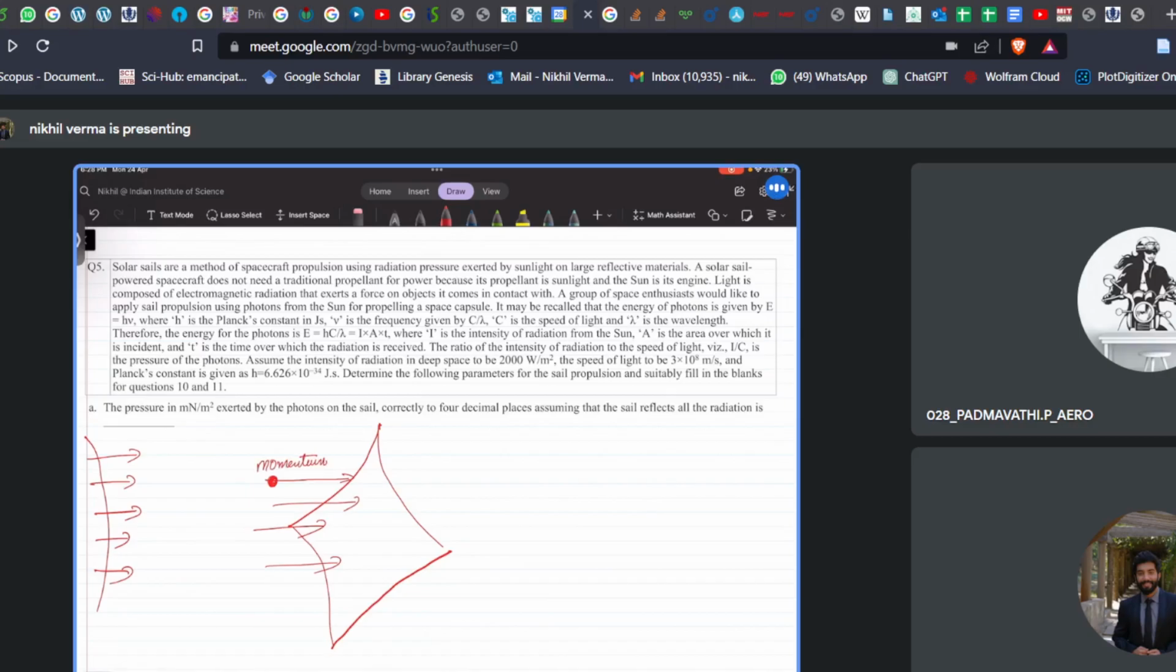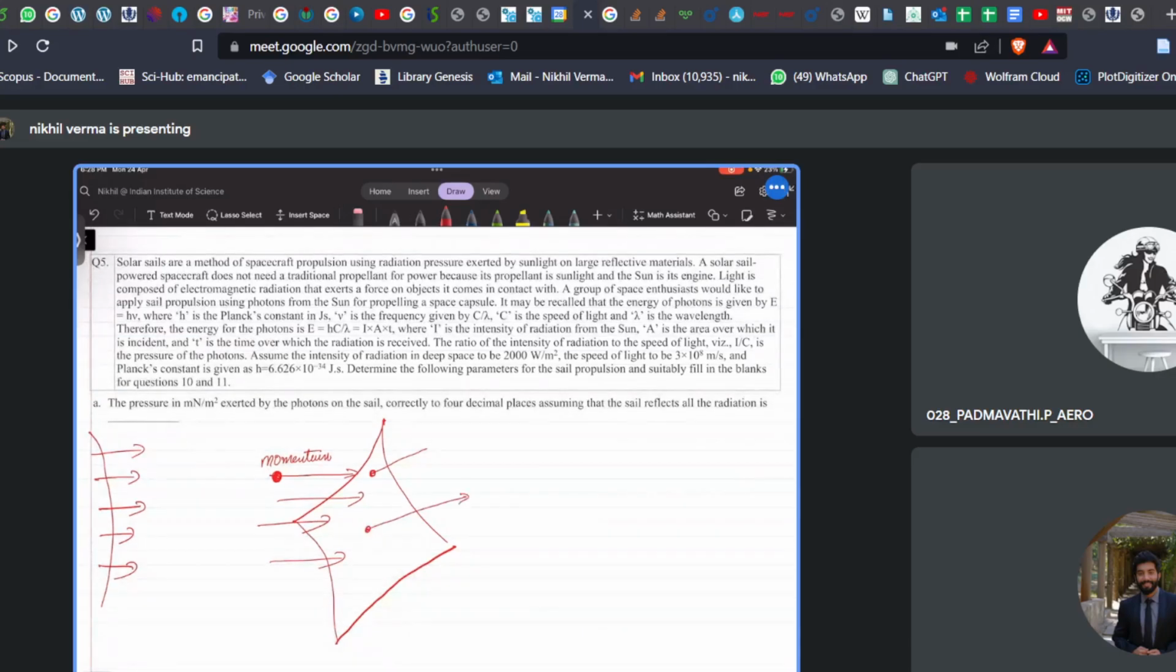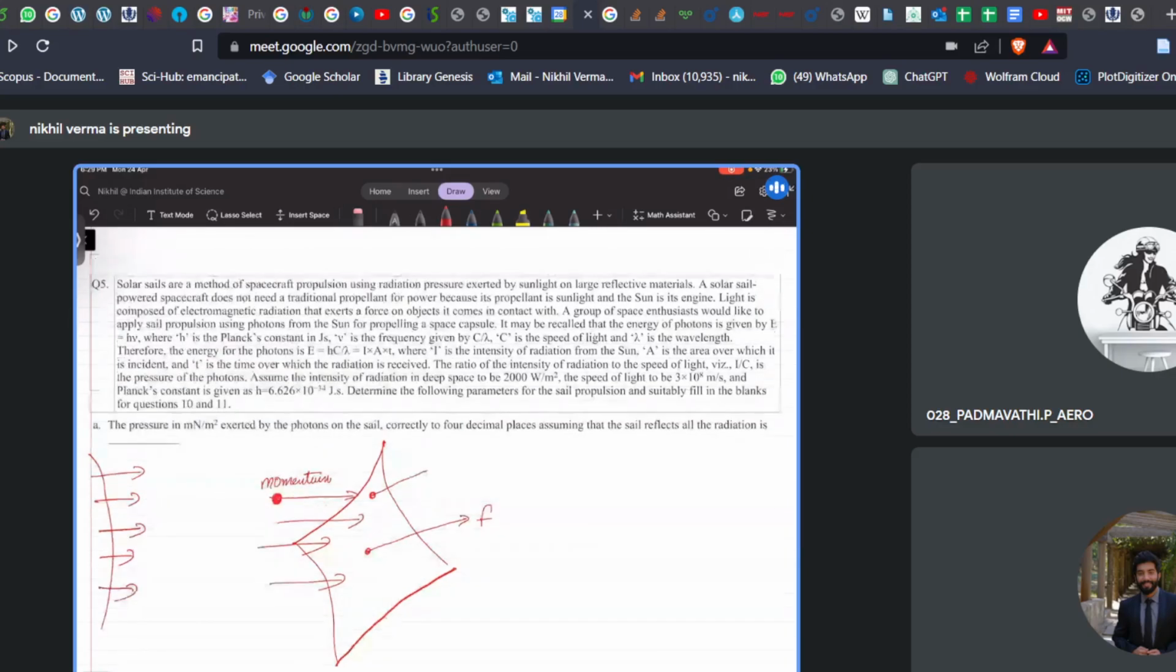So when they hit the surface, there is a change in the momentum of these photons, and a net force is experienced by this solar sail. So okay, we have a solar sail. The problem is as follows.